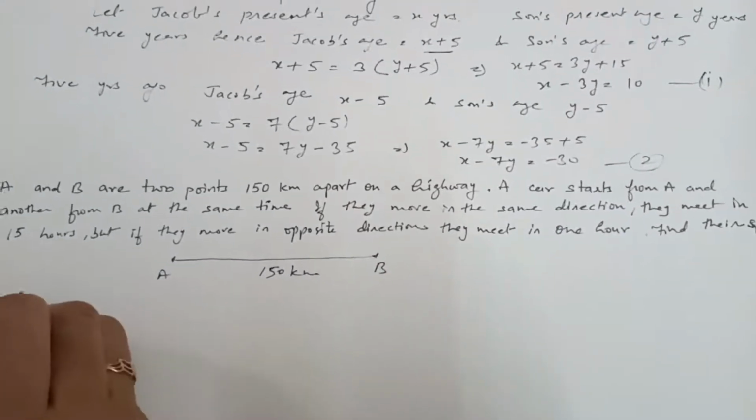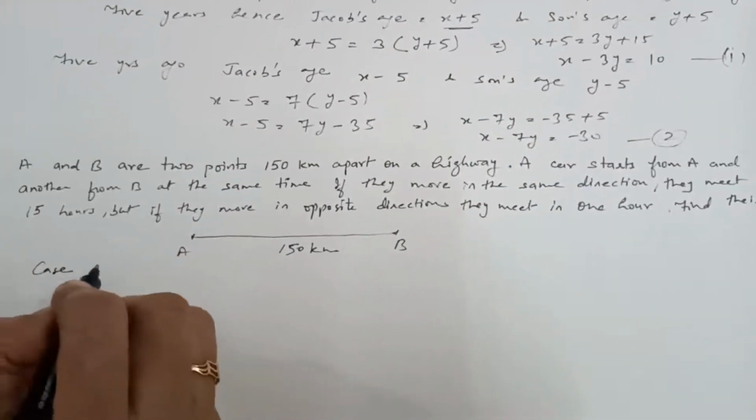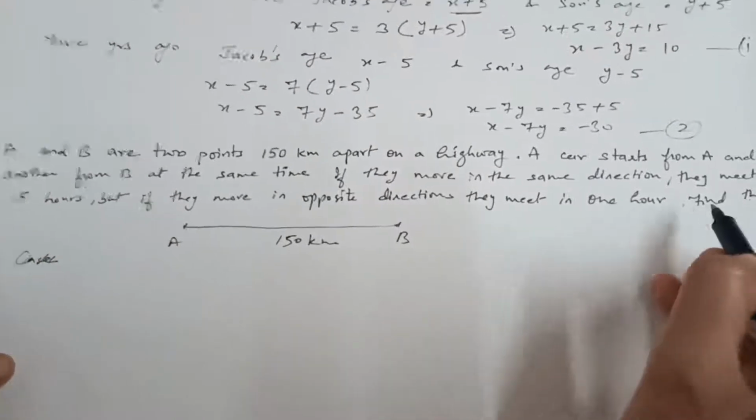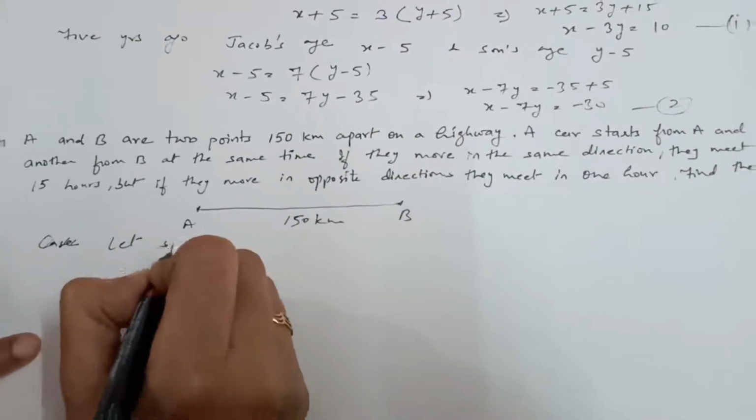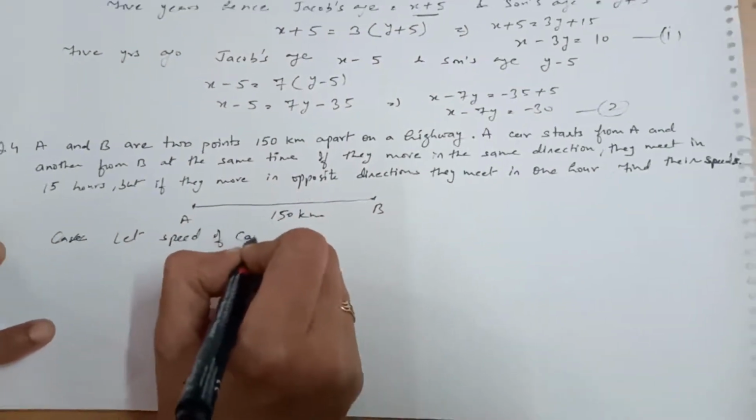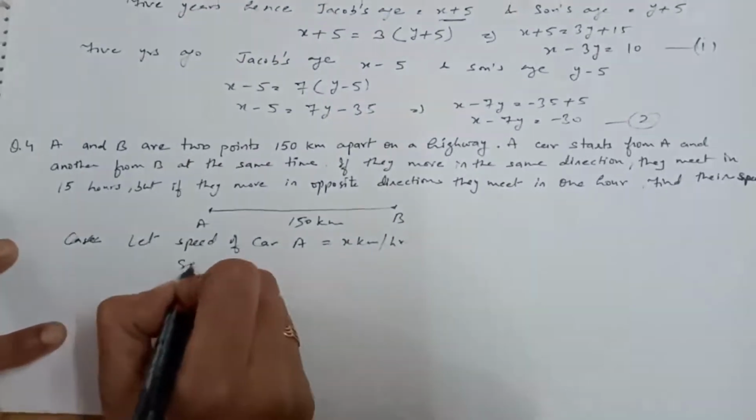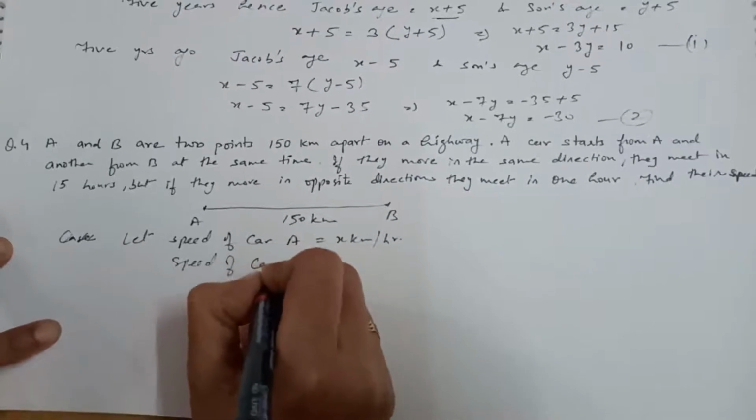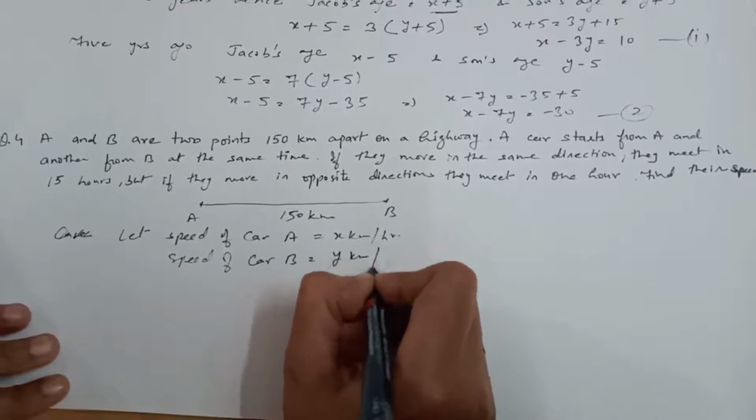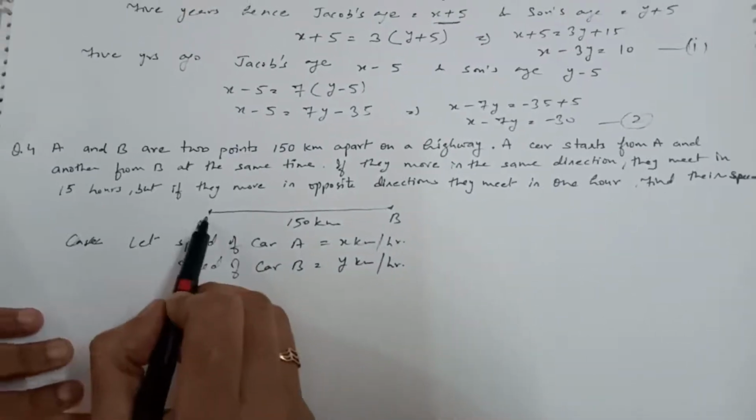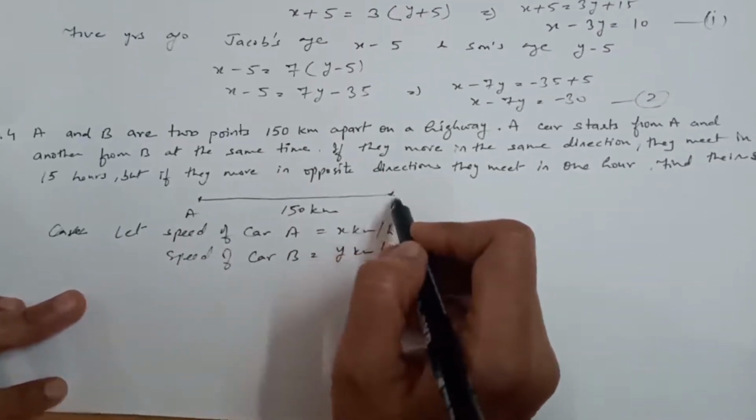So the first case is if they move in the same direction. First let me assume x and y. You need to find their speeds. So let the speed of car A be x km per hour, and the speed of car B be y km per hour. The car that starts from point A I am calling car A, and the car that starts from B I call car B.